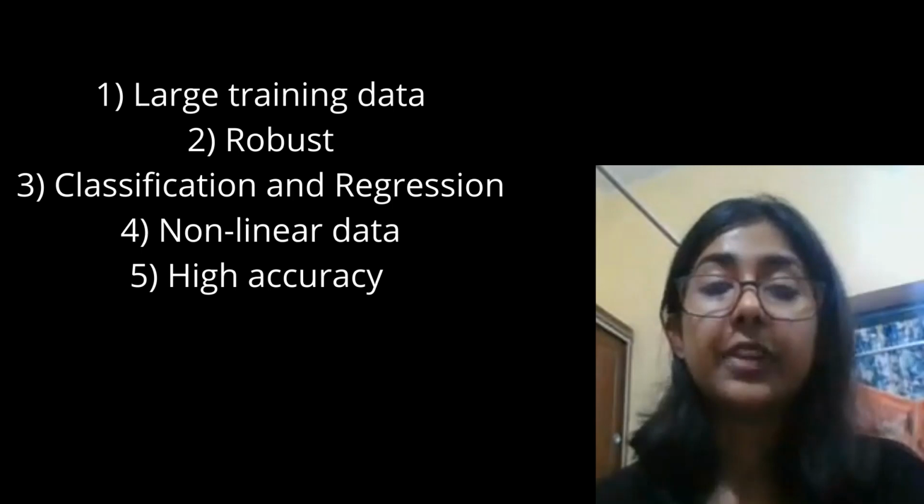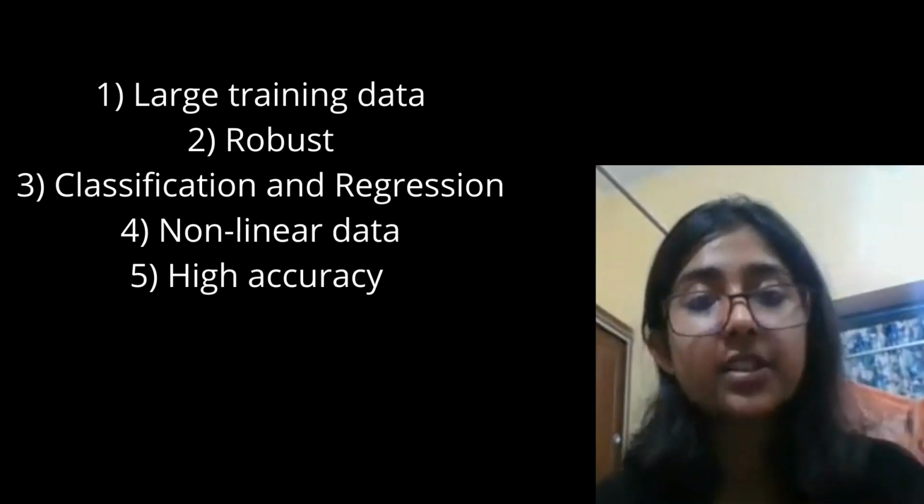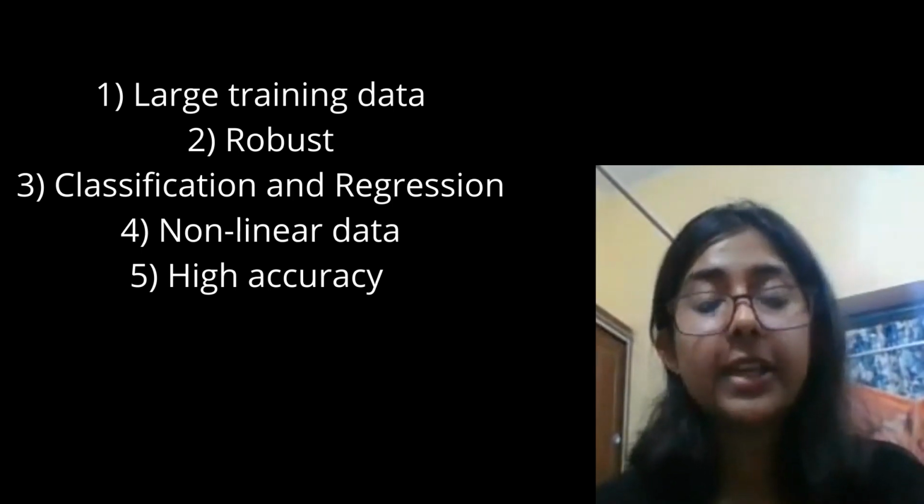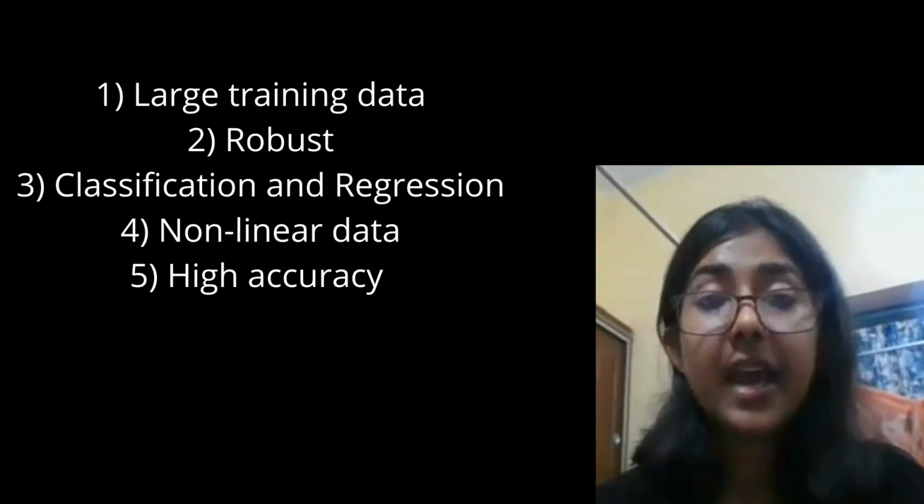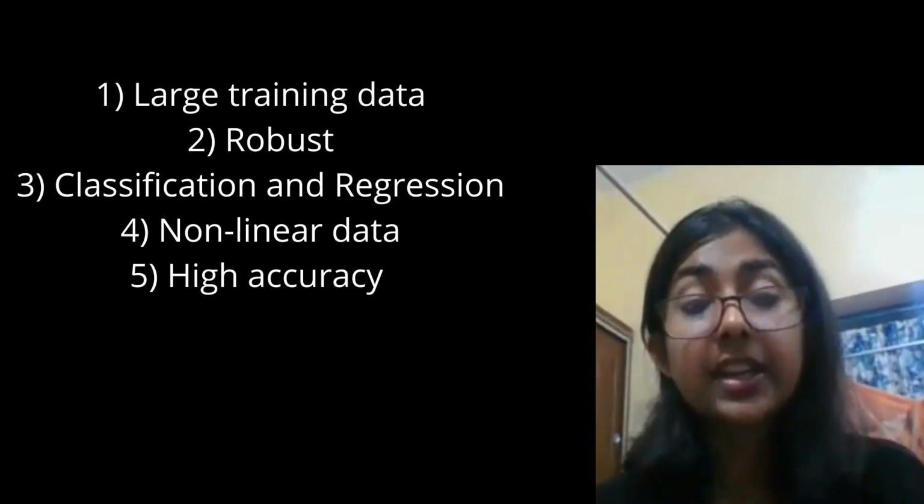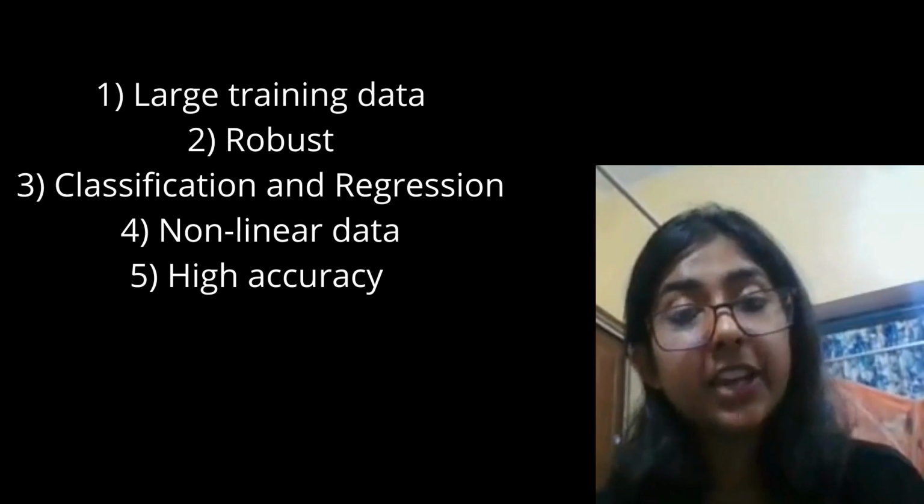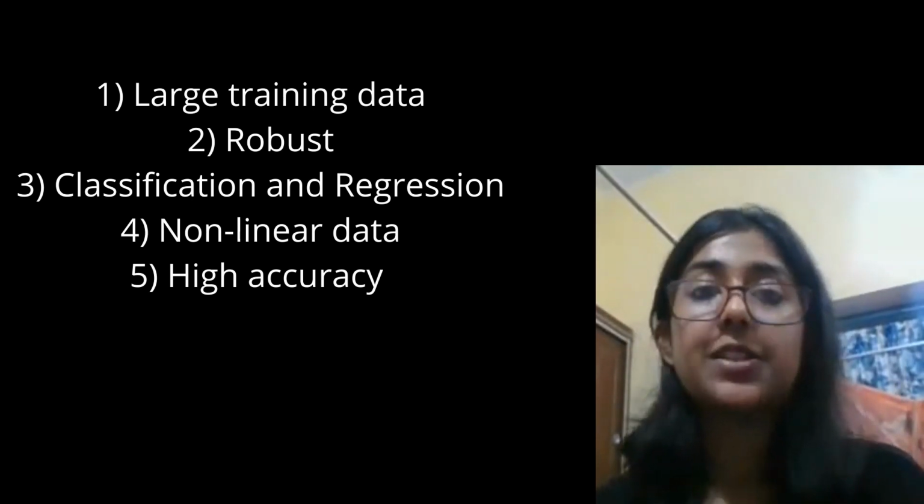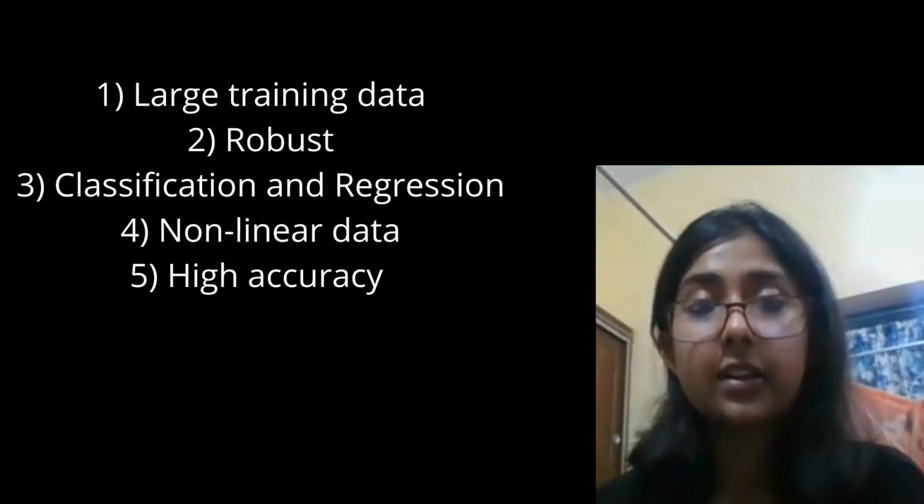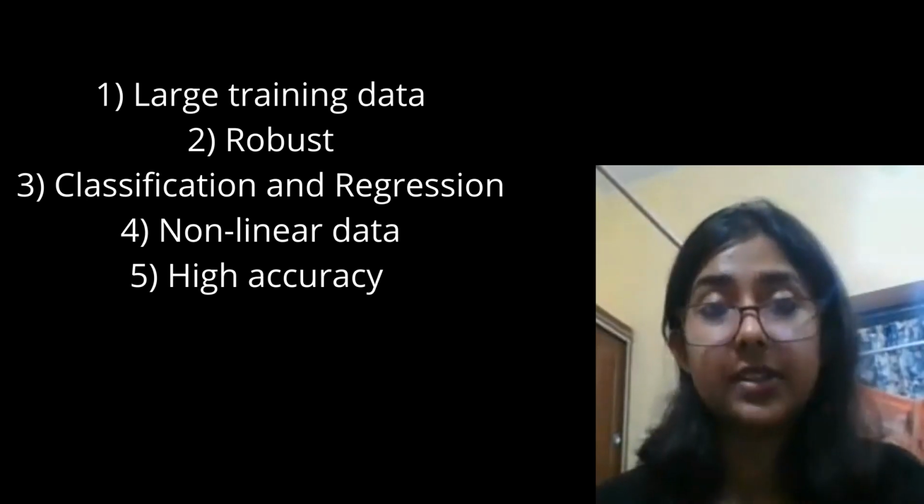The advantages of kNN are that it's effective when we have large training data. It's robust and easy to implement. It can be used for both classification and regression. It is useful for non-linear data and it provides high accuracy.